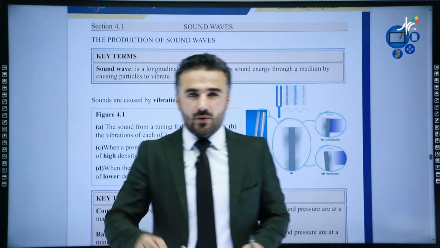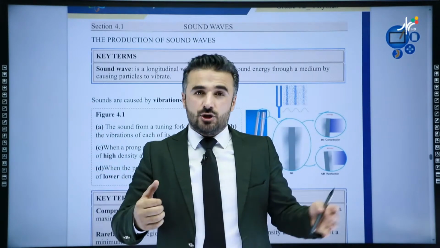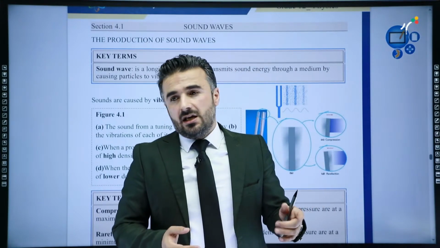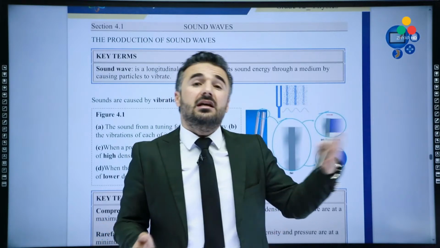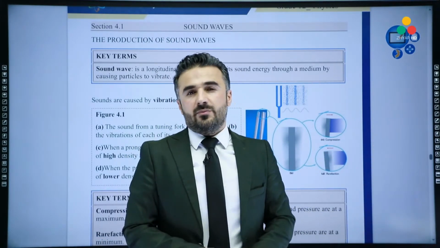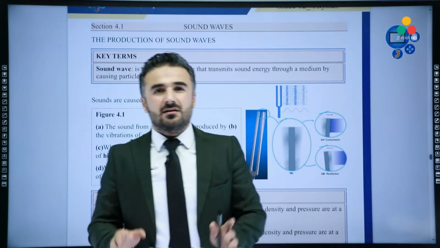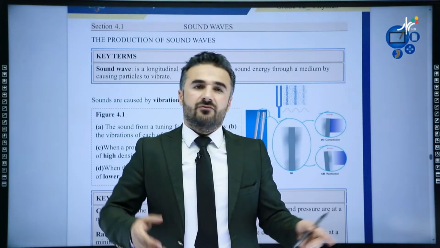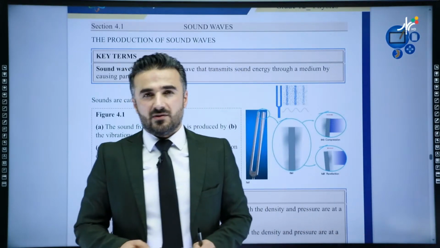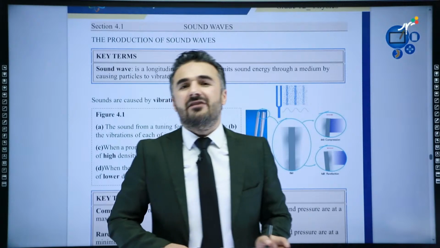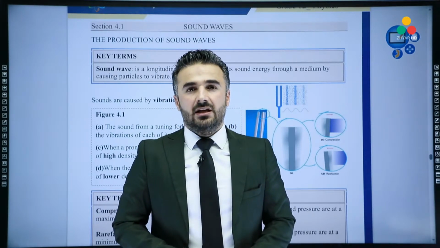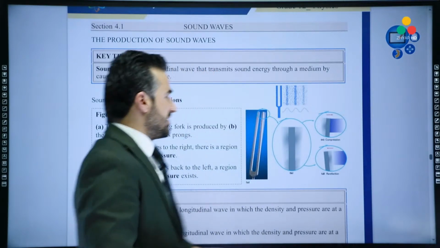Once again, a sound wave is a longitudinal wave. Its job is to transmit sound energy. And how does it do that? It transmits the sound in a given medium, so there must be a medium, by making the particles of the medium vibrate. So remember this: the cause of every sound wave is a vibration. Without a vibration, you will not have any wave in terms of sound energy.